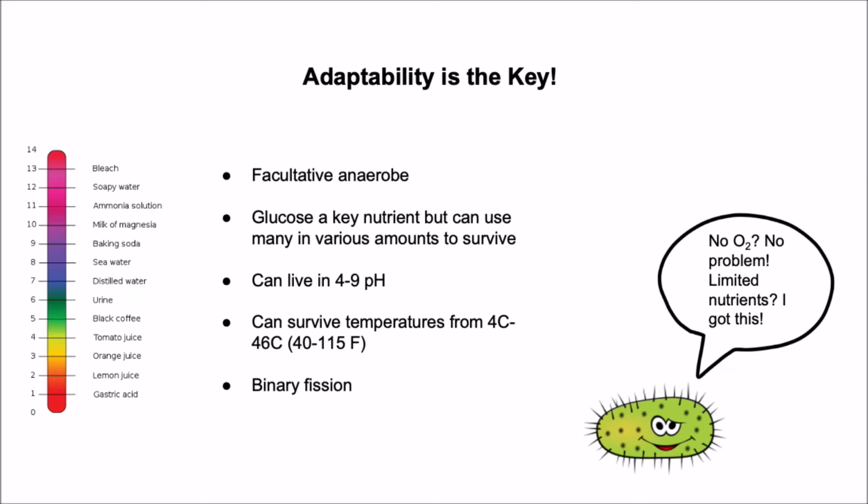Well, adaptability is key. For starters, they're facultative anaerobes. They can live with or without oxygen. While they thrive on glucose, a sugar, they can get by on many other nutrients as well. And while they prefer a balmy 98.6 degrees in a fairly neutral environment in terms of acidity, they can get pretty cold, pretty hot, and a little acid won't do them much harm. So basically, if you were a microbe and could pick one friend to live on a deserted island, Salmonella would be a pretty good choice.